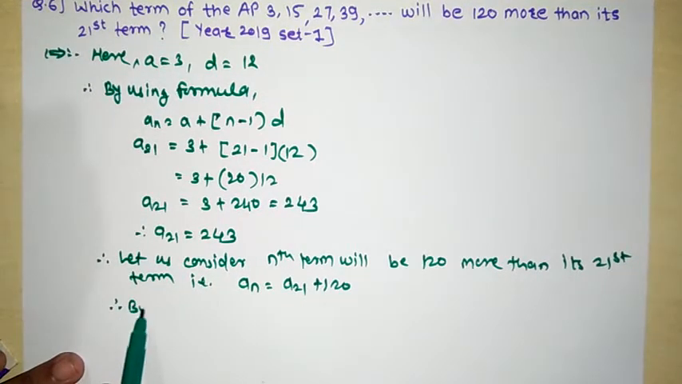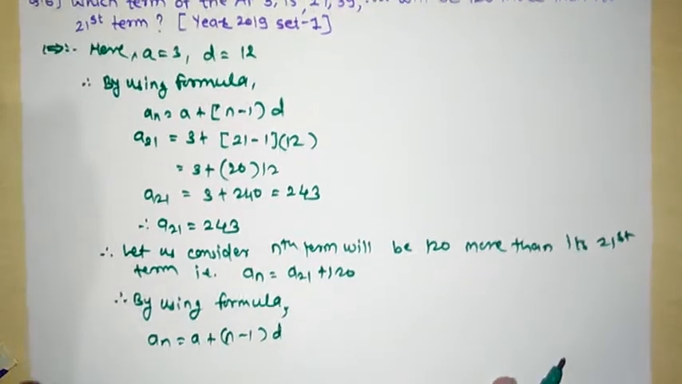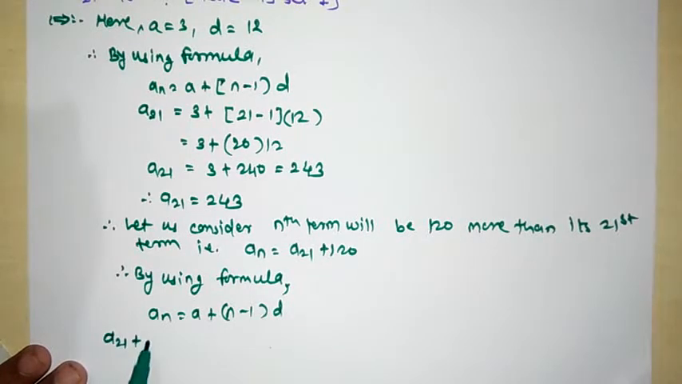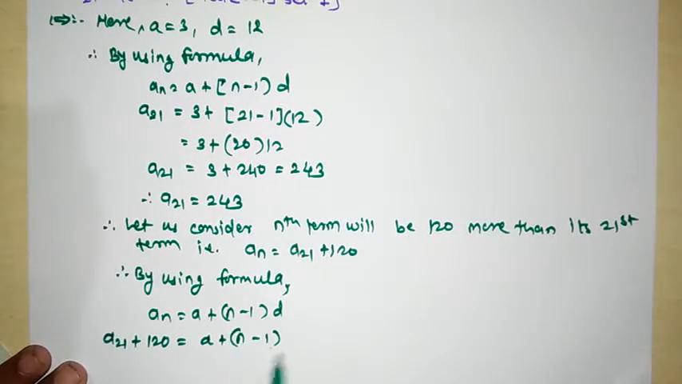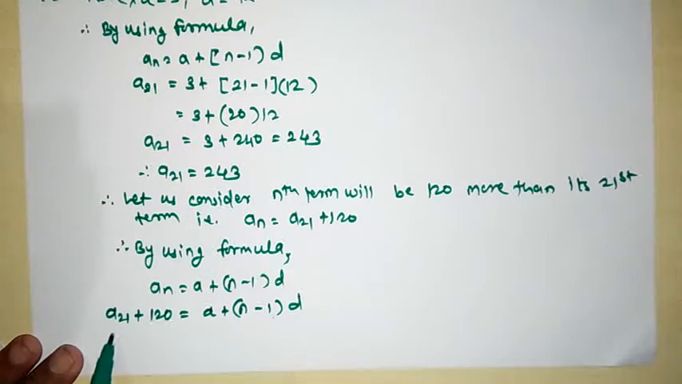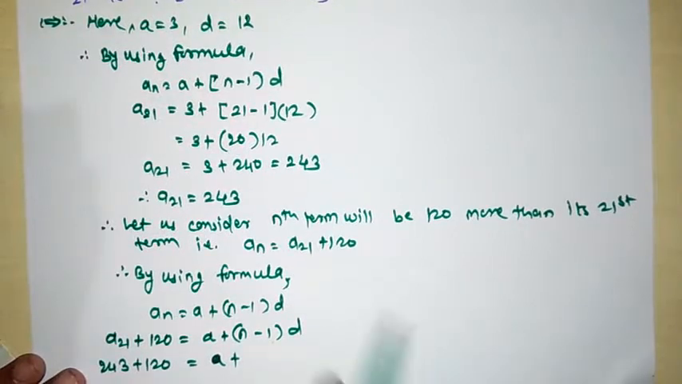Therefore by using the formula an is equal to a plus n minus 1 into d. Now here what is the an? We got here a21 plus 120, which is equal to a plus n minus 1, we don't know n, as it is we have to put here, into d. Now what is the 21st term? The 21st term you got here is 243. Put here 243. 243 plus 120 is equal to a plus, what is the a? First term. What is the first term here? First term is 3. We know already. A is equal to 3.